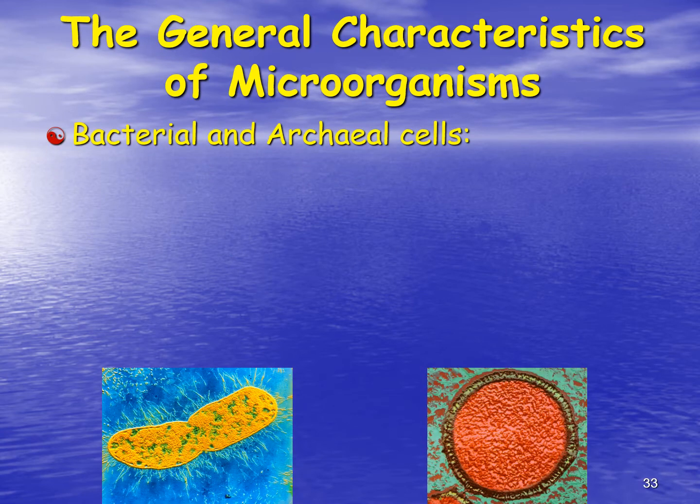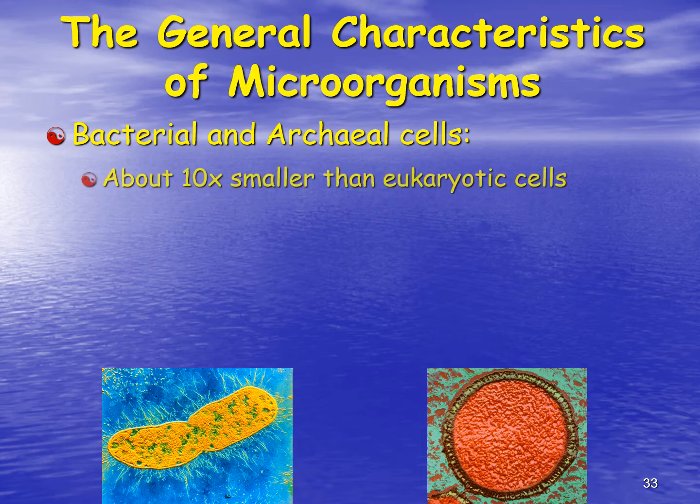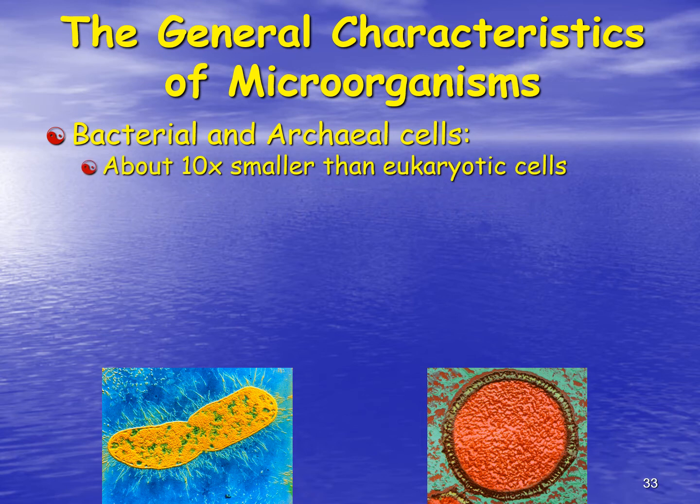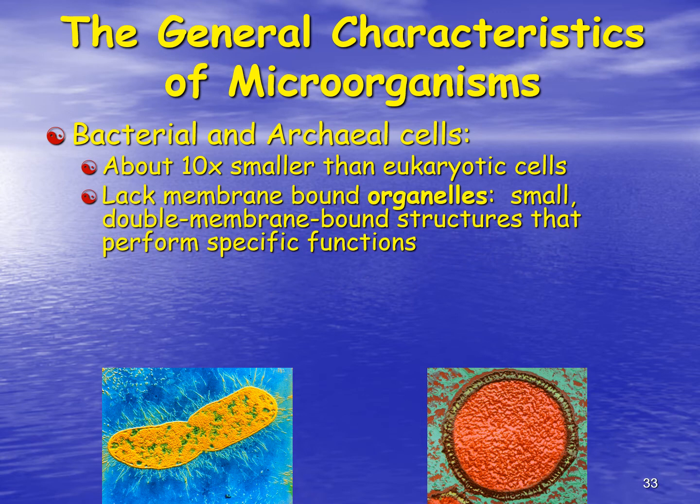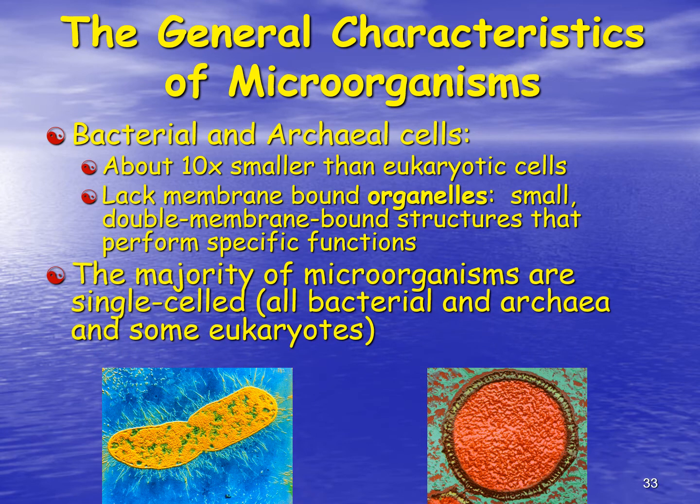So let's look at some general characteristics of the microbes. And we'll look first at the archaea, the bacterial and archaeal cells. Bacteria and archaea tend to be approximately 10 times smaller overall than eukaryotic cells. They again lack the membrane-bound organelles such as mitochondria, endoplasmic reticulum, Golgi apparatus, and they do not have that membrane-bound nucleus. The majority of all microorganisms are single-celled, and this includes all of the bacteria, all of the archaea, and many actually of the eukaryotes.